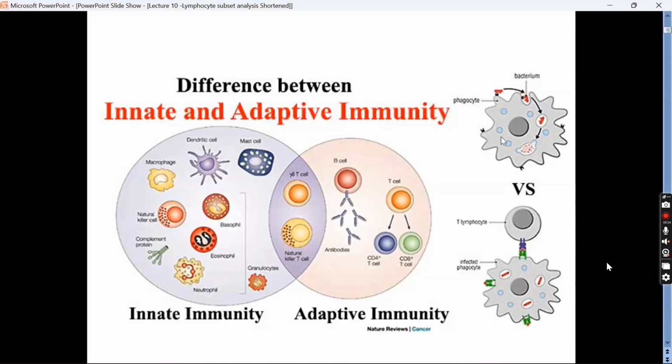In this class, I don't want to stick only to lymphocyte subset analysis. Just say like CD19 positive cells are B cells, CD3 positive are T cells, just get them and see the percentage and give the numbers. That will not give the entire essence of doing a lymphocyte subset analysis.